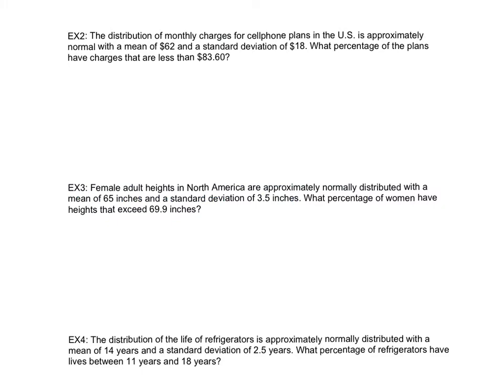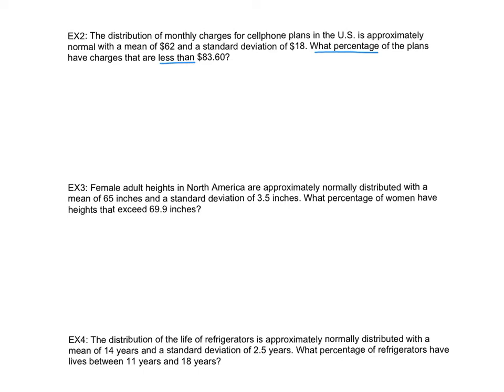This is the last page of examples, and then we're actually done with our course material. Example 2: the distribution of monthly charges for cell phone plans in the US is approximately normal, with a mean of $62 and a standard deviation of $18. What percentage, so that tells me I'm going to use the z-score percentile table, of the plans have charges that are less than $83.60?